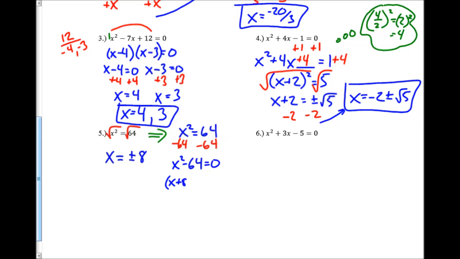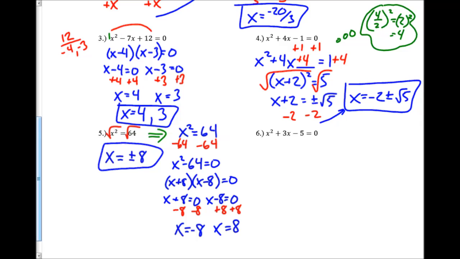It factors into x plus 8 and x minus 8, and then I can set each factor equal to 0. Okay? So I'm going to get the same two answers. It's a little bit longer, but again, I won't make that mistake of forgetting the plus or minus. So just remember the plus or minus when you take the square root of each side of an equation, and you'll be just fine.